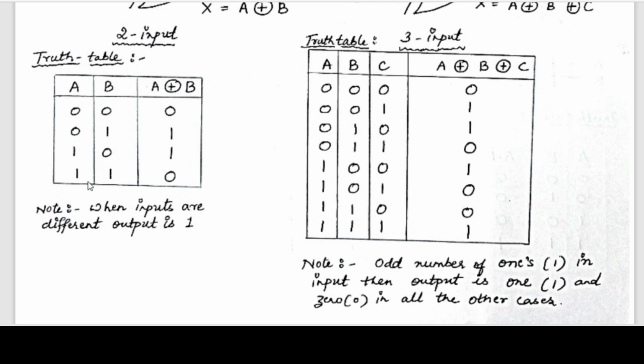See, for a 2 input XOR gate, when inputs are different, the output is 1. 0, 1, it is 1. 1, 0, it is 1. In case of 3 inputs, an odd number of ones gives output 1.